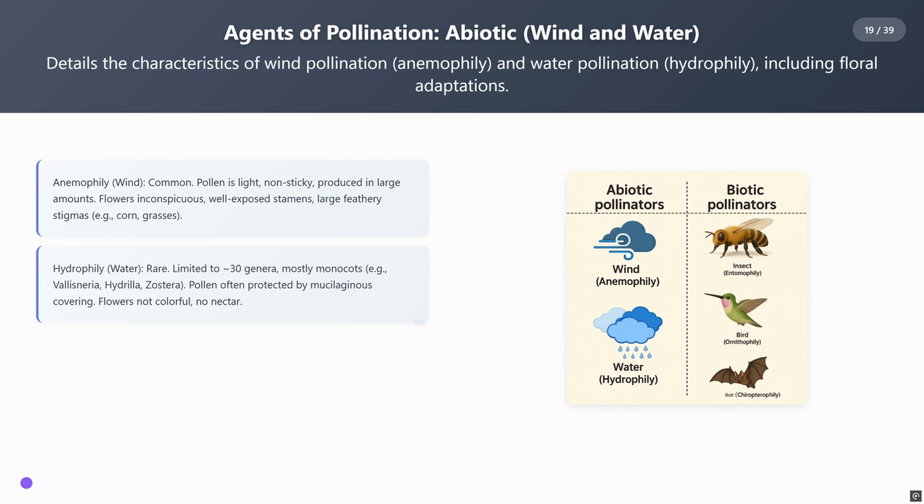Ribbon-like pollen. Yeah. And in most of these water-pollinated species, the pollen grains have a special mucilaginous or slimy covering to protect them from getting waterlogged. Makes sense. And one more thing, both wind and water-pollinated flowers are generally not very colorful, and they don't produce nectar. There's no need to attract animal pollinators, you see. Right. No need for flashy advertisements if you're relying on wind or water. That brings us neatly to the biotic agents, the animals.